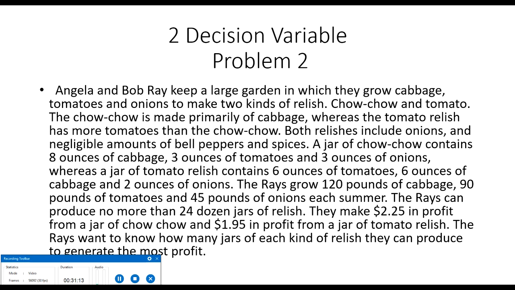The Rays grow 120 pounds of cabbage, 90 pounds of tomatoes, and 45 pounds of onions each summer. The Rays can produce no more than 24 dozen jars of relish. They make $2.25 in profit from a jar of chow chow and $1.95 in profit from a jar of tomato relish. The Rays want to know how many jars of each kind of relish they can produce to generate the most profit. This is our basic natural language question.